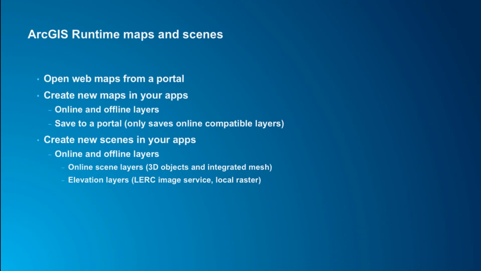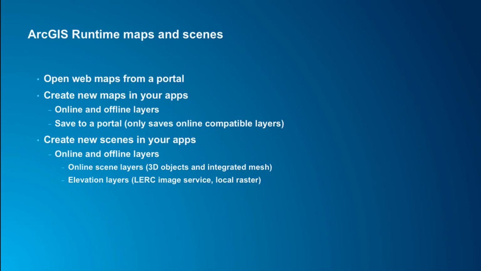So let's talk about what the general capabilities are when we talk about maps and scenes working with Runtime version 100, which we released in November. General capabilities are you can work with web maps from the portal and you can open those. You can create new maps in your applications using online and offline layers. And once you've created those maps in your applications, you can save those back to the portal to share them with others as well. When you do save, we'll talk about that in much more detail in this session, but when you do save, we obviously can only save those compatible layers that the portal works with.